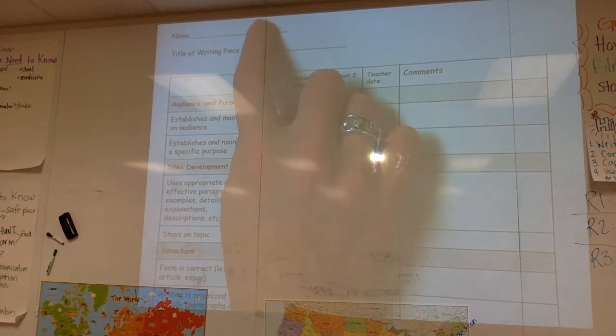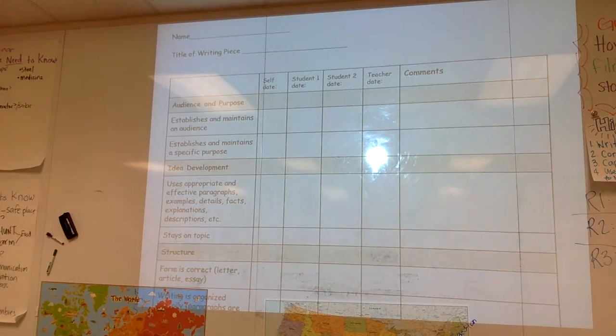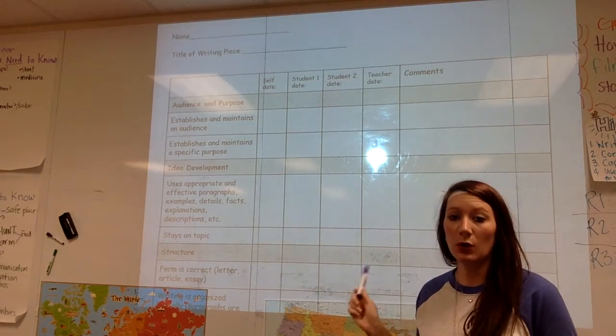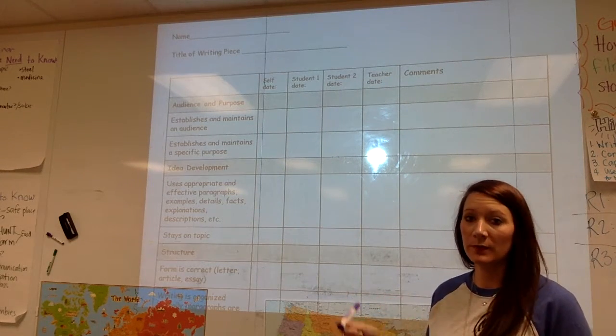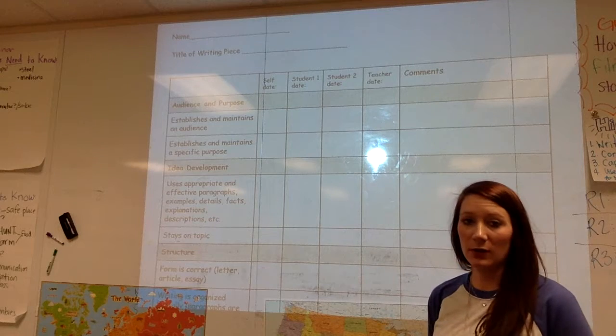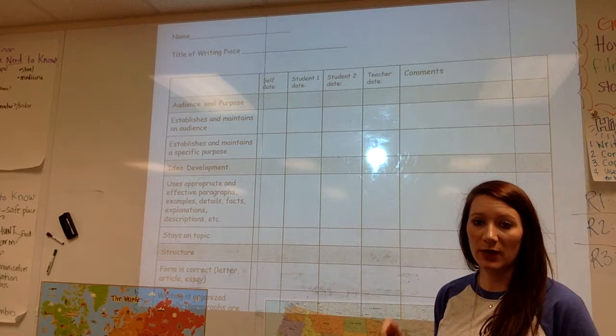So first I want to just talk about what is on this paper and how it's used. The first thing you're going to do is write your name, because this is the piece that you will hold on to. This is for you. Then you're going to write the title of your writing piece. Do those two things first.